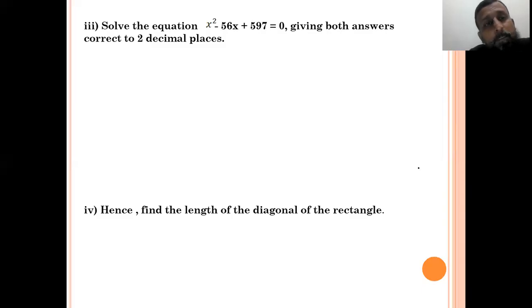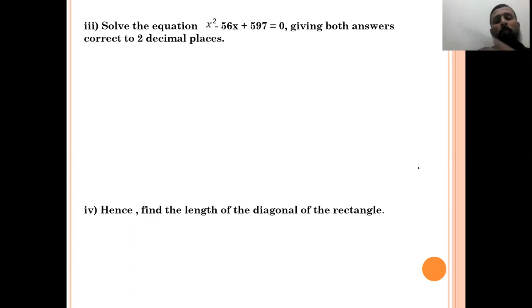So dear students, this is part 3. What are they asking us in part 3? Solve the equation x squared minus 56x plus 597 equals 0, giving both answers correct to 2 decimal places. This is the same equation we just found in the previous part, right? So they're asking us to solve this. Now the best way to solve this equation is applying the quadratic formula.